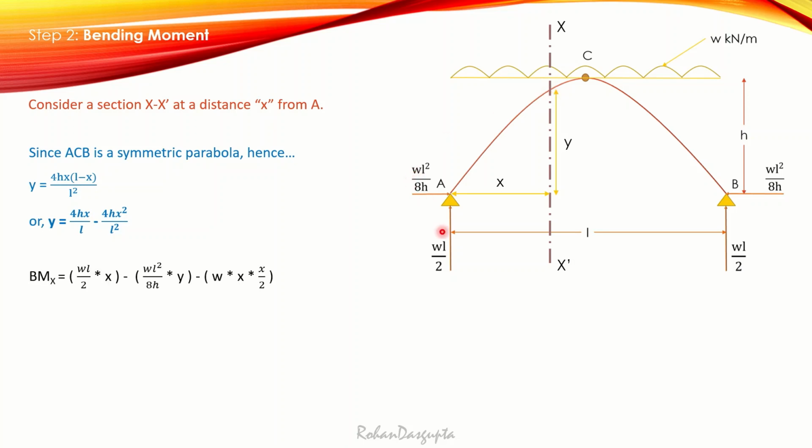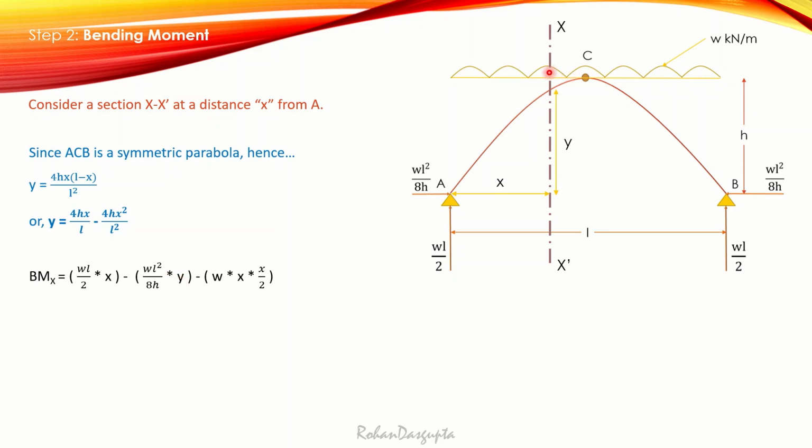So here I will have the first load as WL by 2, multiplied by x, and this is causing a clockwise moment. So therefore it is taken as positive: WL by 2 multiplied by x. Next, here this WL square by 8H is going to have an anti-clockwise moment. So WL square by 8H multiplied by the perpendicular distance between this load and X, which is y. So WL square by 8H into y.